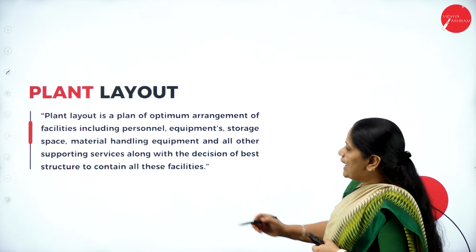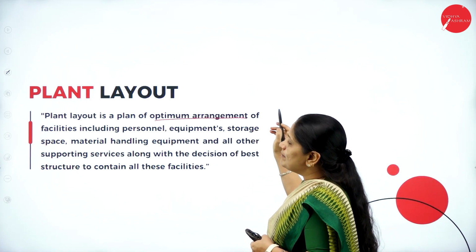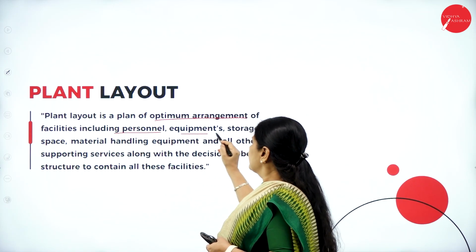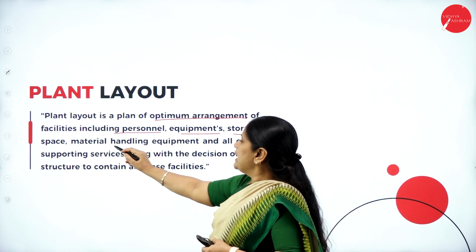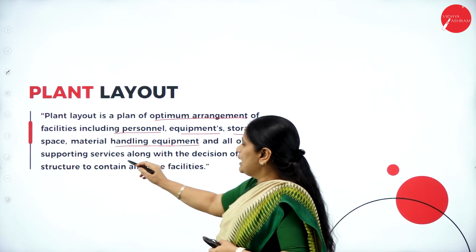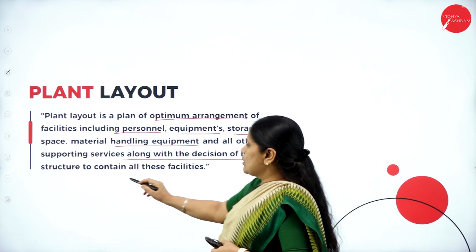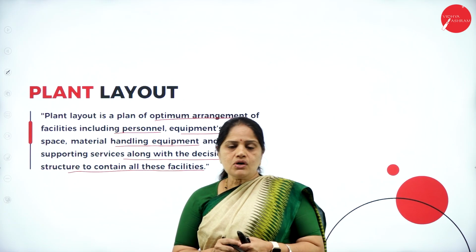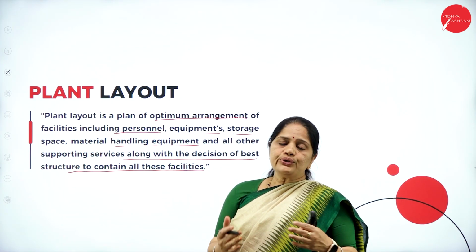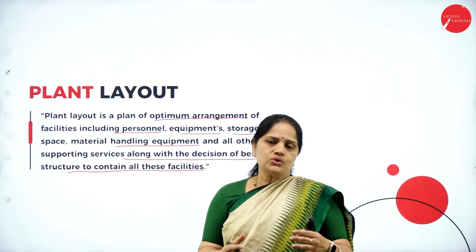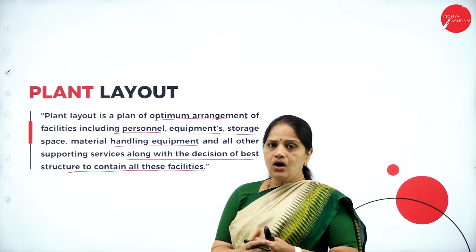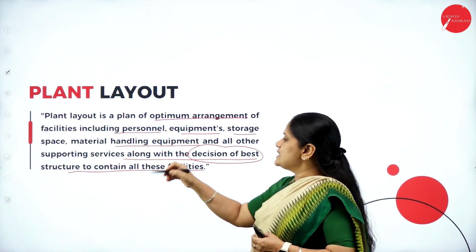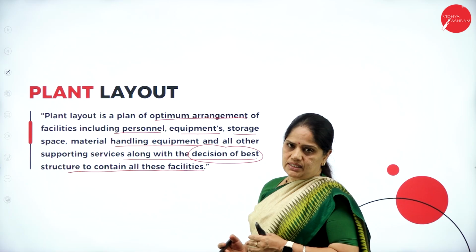Now, next, plant layout is a plan of optimum arrangement of facilities, including personnel, equipments, storage space, material handling equipment and all other services, along with the decision of the best structure to contain all these facilities. So, plant layout is, in other words, planning for the best utilization of all the resources in the organization. So, you have to take the decision of the best structure to contain all these facilities.